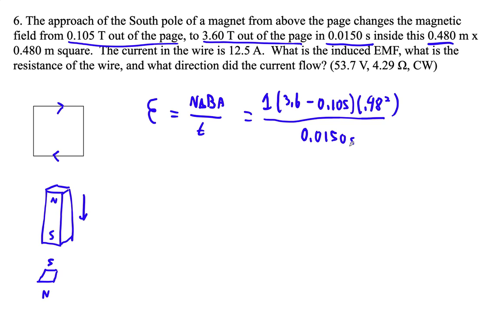All right, so let's figure out the EMF here. We can do this. 1 times (3.6 minus 0.105) times 0.48 squared divided by 0.015. And it's 53.68.